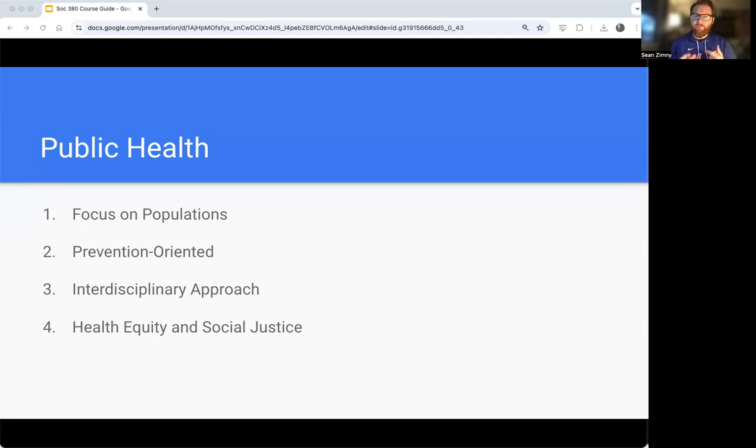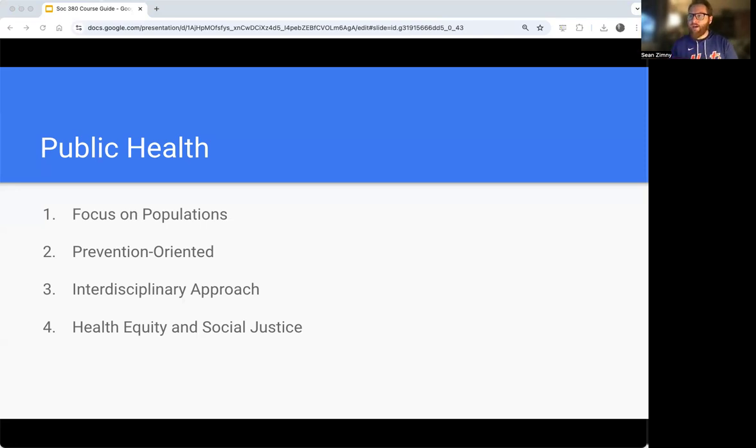2, public health is prevention oriented. So there's an emphasis on preventing illness, injury, other health risks, actually before they occur. So vaccination campaigns, smoking cessation programs. So getting people to stop those more problematic health behaviors. 3, the interdisciplinary approach. So public health combines fields like epidemiology, biostatistics, environmental science, sociology, health policy, and behavioral sciences all together and looking at it more holistically.